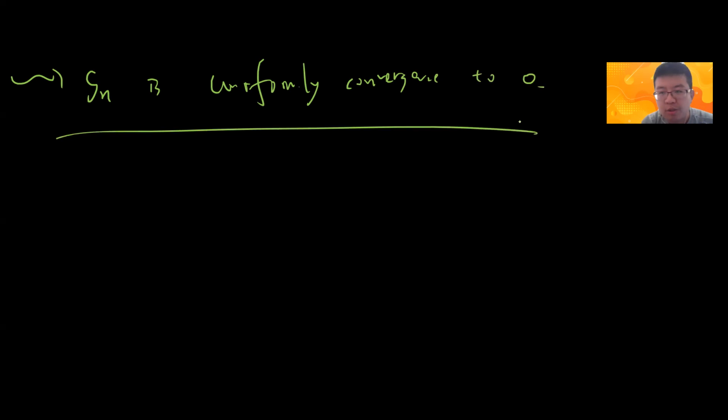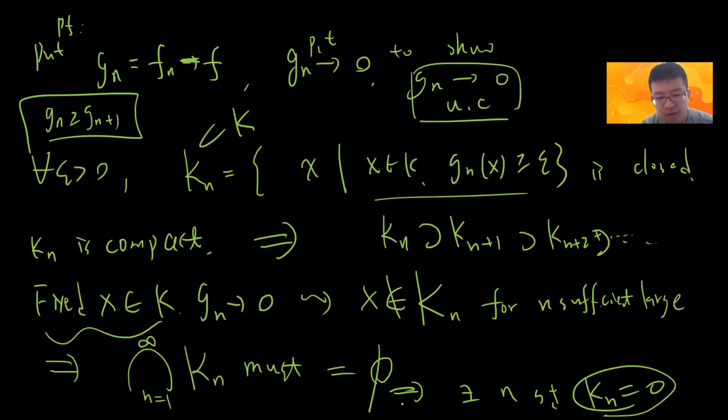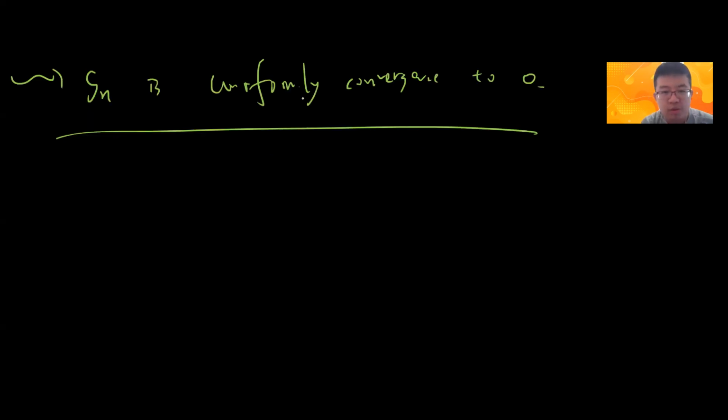Okay, so this is the trick, because Kn is empty, right? So that means this is independent of x. For every epsilon, you can find a sufficiently large n, and when n is large enough, whatever x is, this Kn will be empty. So this proves that Gn converges uniformly to 0.